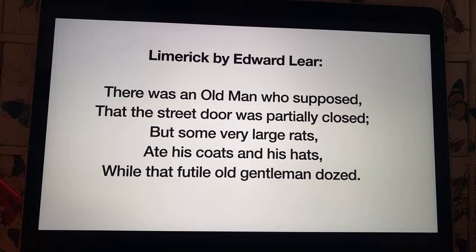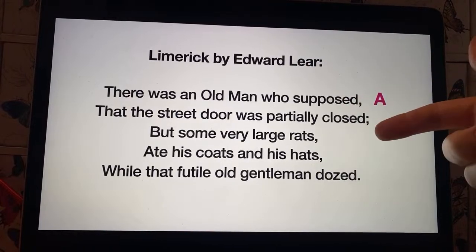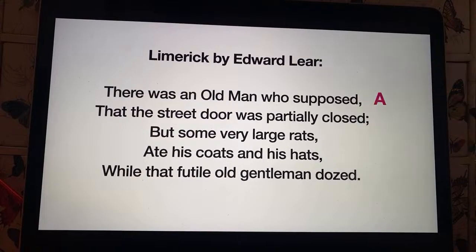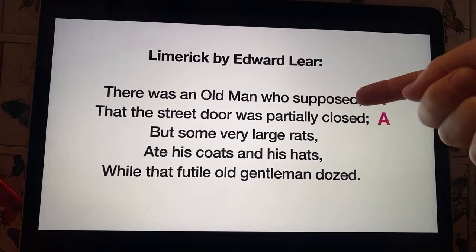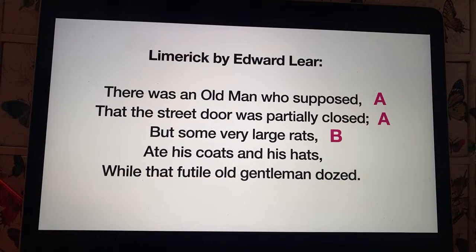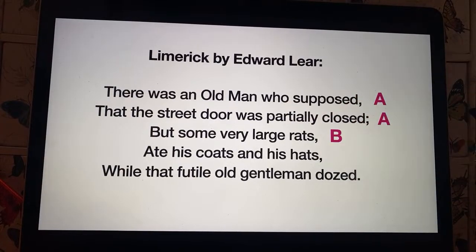Right, this is a type of poem called a limerick, and one of the reasons we know that is because of how it rhymes. So what you do is you say, okay, the first line we'll say is rhyme A, and then the second line, look, it rhymes with A, so we say that's A as well. All the A's rhyme. Line 3, gasp, does not rhyme with the first two, so we'll call that B. But line 4 does rhyme with line 3, so we call that B. Yeah, you've got it, okay.